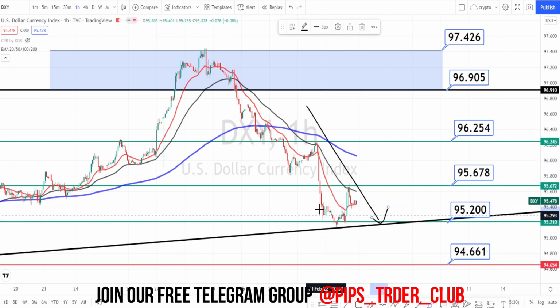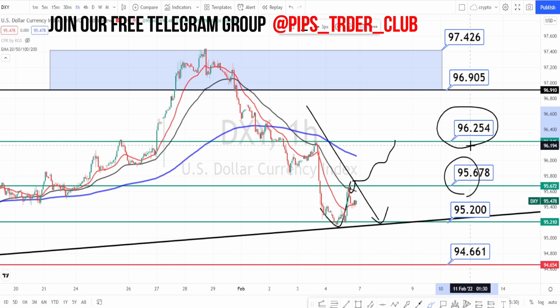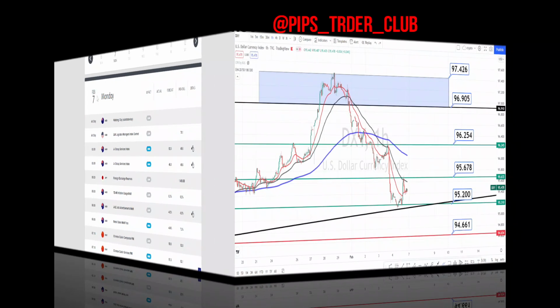So currently the price has bounced back and taken resistance at the resistance level of 95.67. If the bullish trend continues, the next level of resistance is going to be around 96.25, and if the price action manages to break this trend line or the support line, the next level of support is going to be around 94.66.